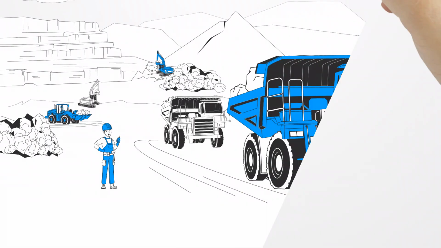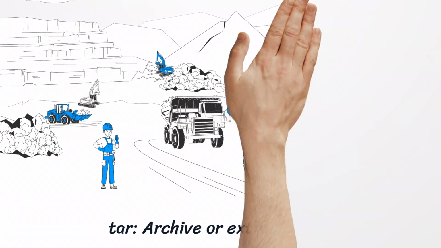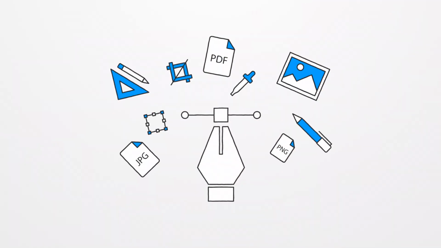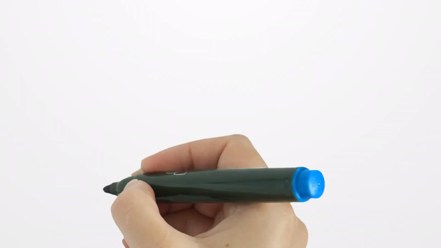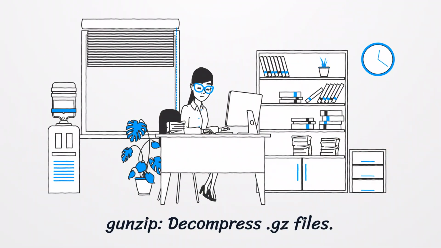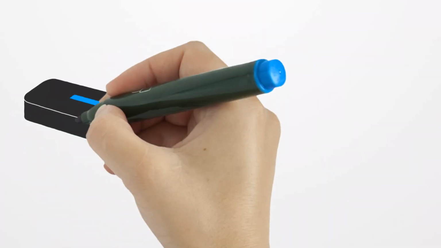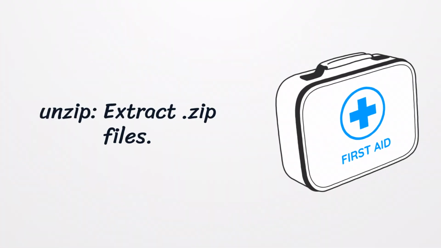Archive or extract files. Compress files using gzip. Decompress files. Compress files into a zip archive. Extract files from a zip archive.